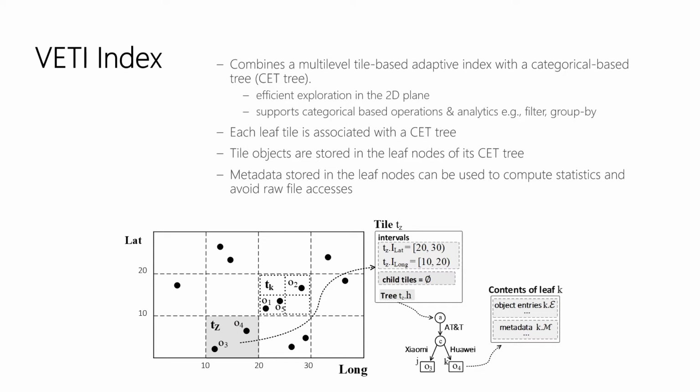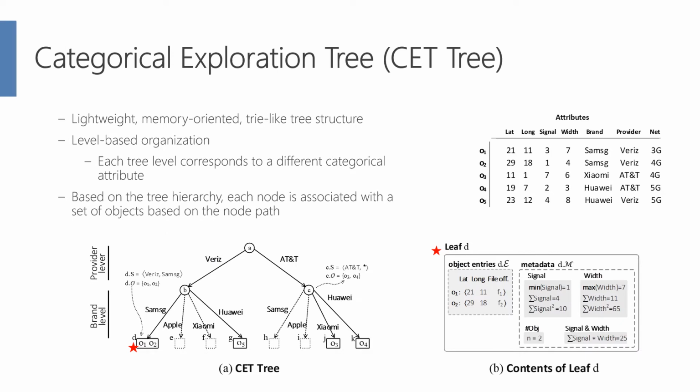For each tile, we keep its interval, the ranges of the two-axis attributes, and its children. Each tile is then connected with a tree that we call categorical exploration tree. This categorical-based tree is a lightweight tree-like structure which organizes values of the categorical attributes into levels. Each tree level corresponds to a different categorical attribute found in the raw data, and each node corresponds to a value from the domain of an attribute.